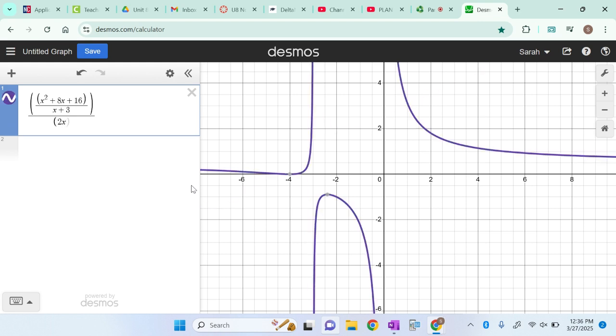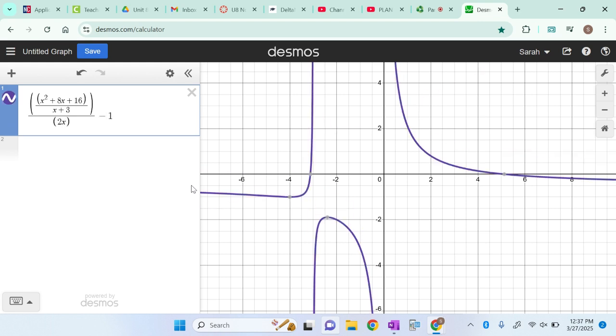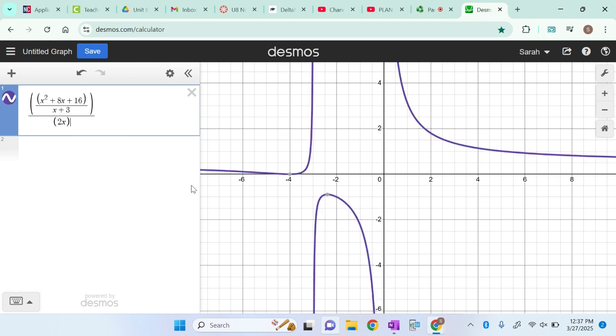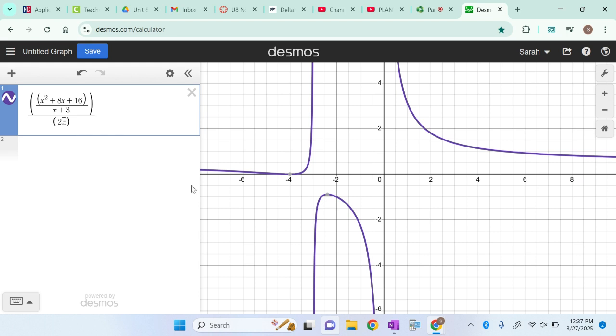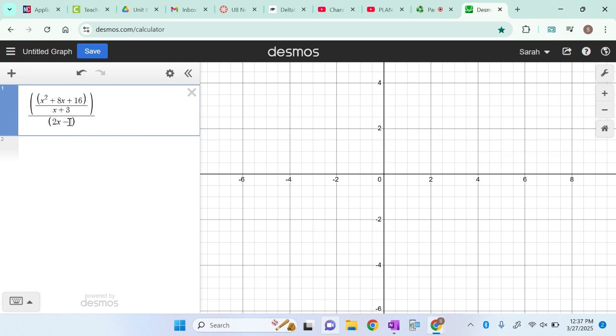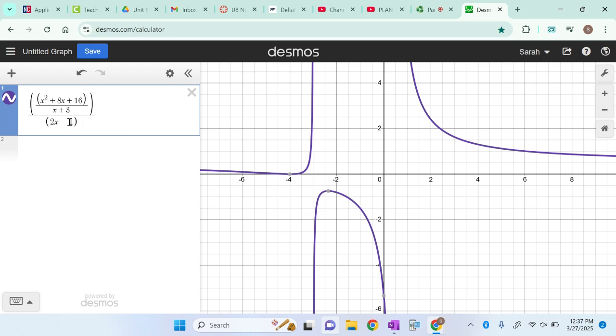parentheses 2x minus 1. No. Why'd you go out of the parentheses? Minus 1. Stop. Minus 1.